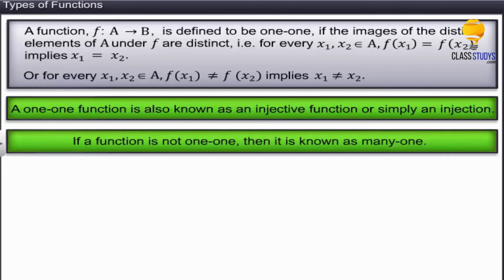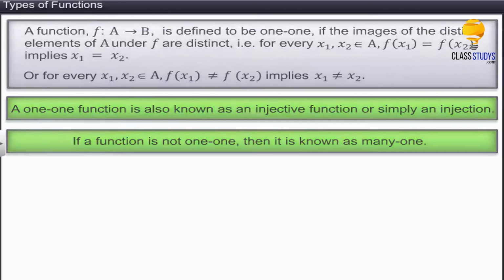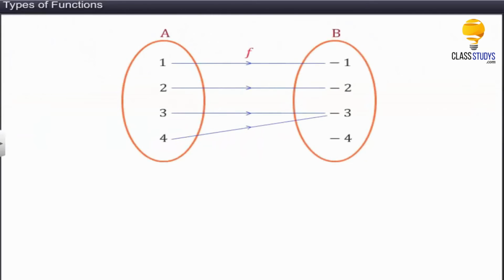Further, if a function is not 1-1, then it is known as many-1. For example, function f shown here is not 1-1 as 2 distinct elements, 3 and 4, of set A have the same image, -3 under f. Hence, function f is many-1.